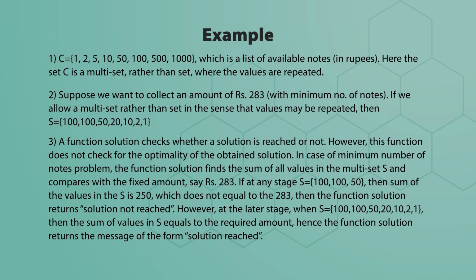Okay. So first, this is the example where, if you check here, the function solution checks whether a solution is reached or not. However, this function does not check for optimality. So in case of the minimum number problem, the function solution finds the sum of all values in the multiset. If the fixed amount here is 283, and at any stage it leads to more than 283, the solution function will say that it is not feasible. So it will discard it and go towards another possible variation.